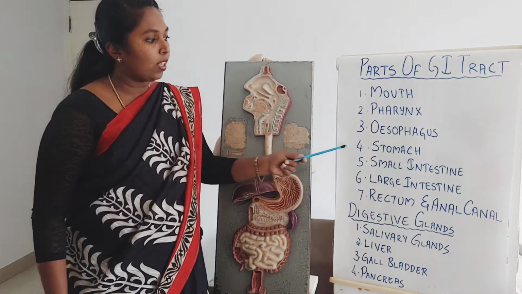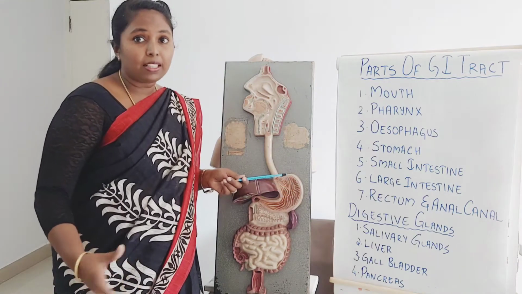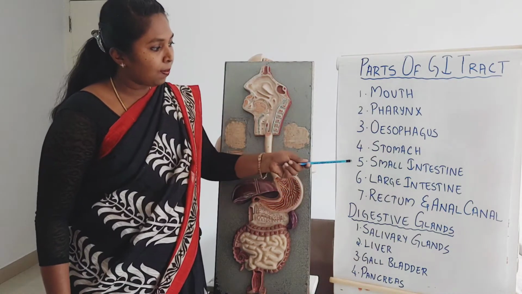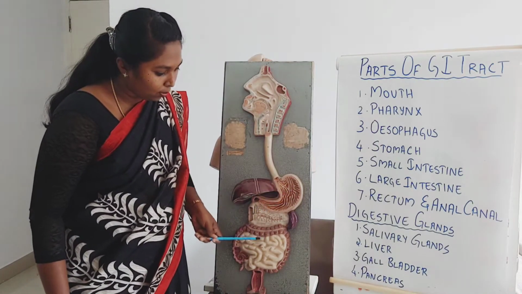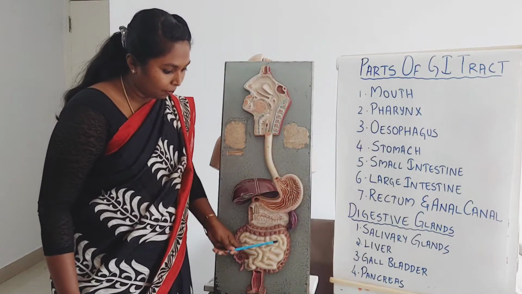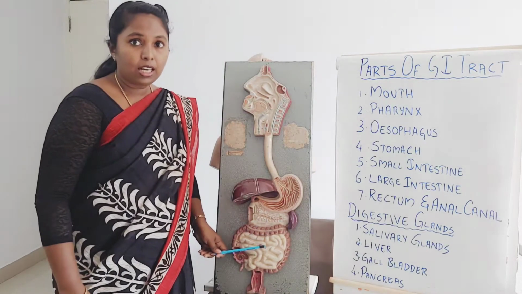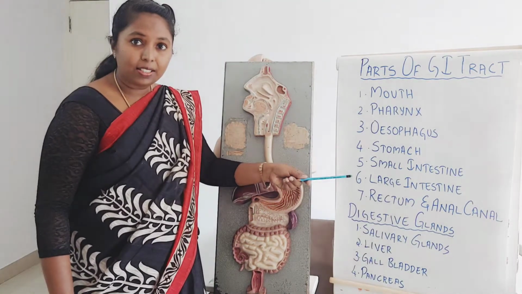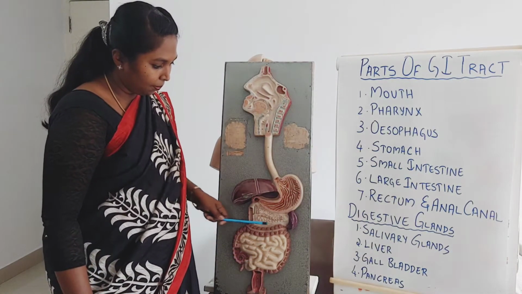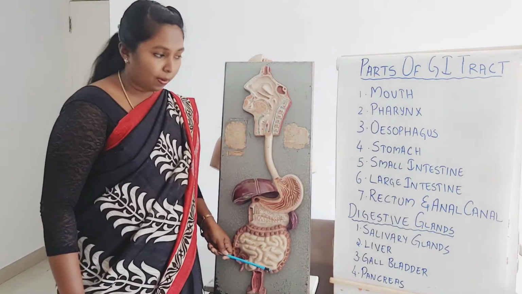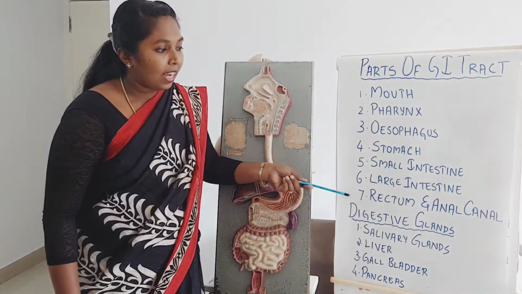The fourth one is the stomach, where the food is temporarily stored to help in digestion. The next part is the small intestine. After the stomach, the food goes to the small intestine, which is the longest organ in the digestive system. Next is the large intestine. After digestion in the small intestine is done, it goes to the large intestine where absorption takes place. The last, seventh part is the rectum and anal canal.